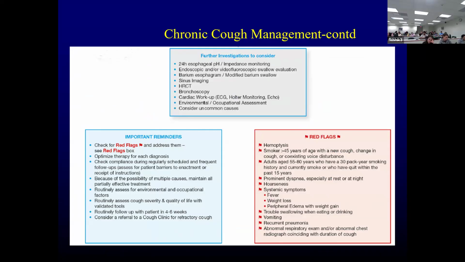And what further investigations for those 5% of patients who come back after you have given nasal steroids, inhaled steroids, and proton pump inhibitors, and they're still coming back to you? They need 24-hour esophageal monitoring, sinus imaging, high resolution CAT scan, bronchoscopy, cardiac work. Leave that to the specialist to work on. So chronic cough has an algorithm that you need to follow very closely.